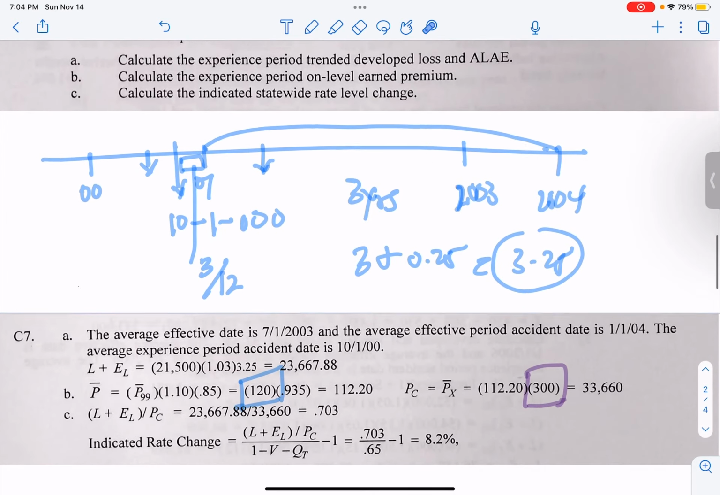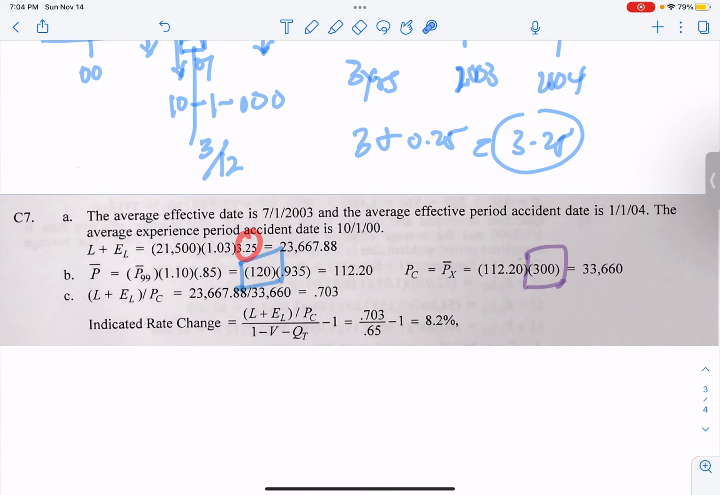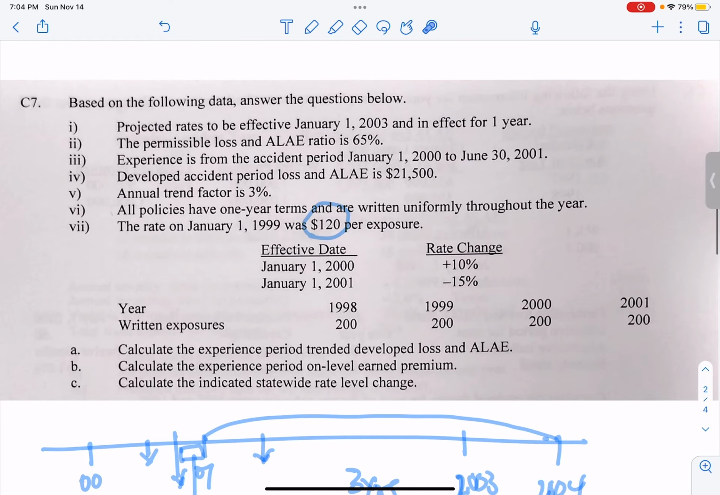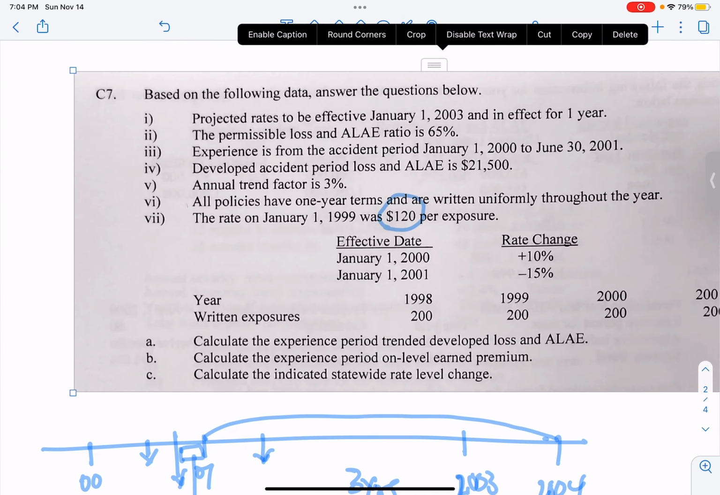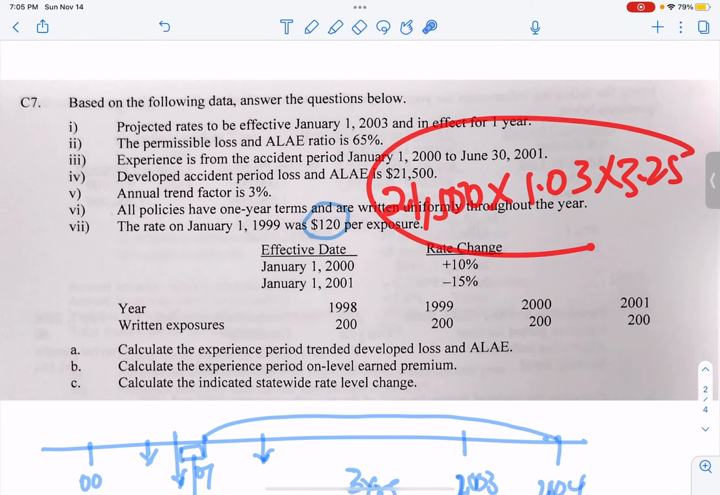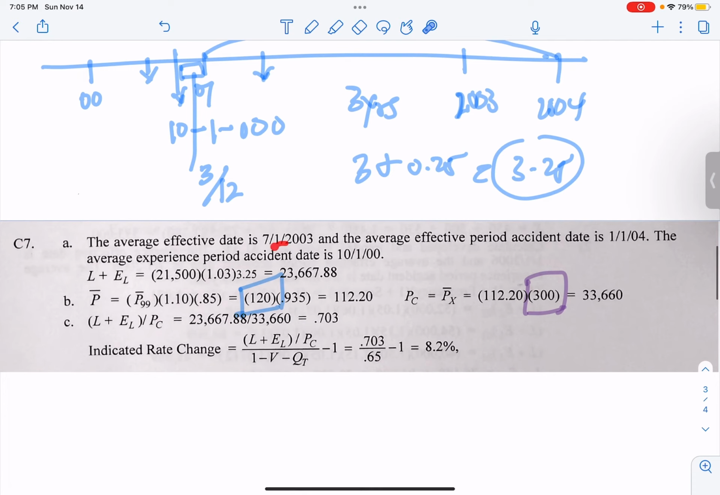So we're gonna multiply that 3.25, as we got here, by the annual trending factor times the developed accident period loss, this one. So this is 2001, 21,500 times 3.25. Okay, that's what we have here.